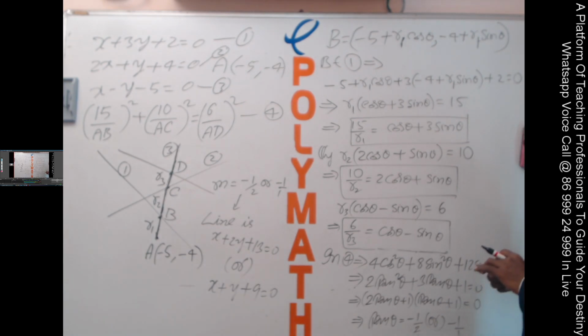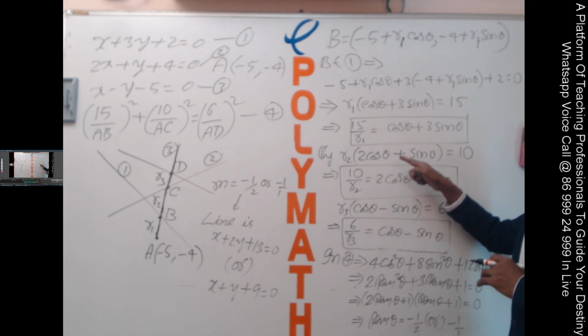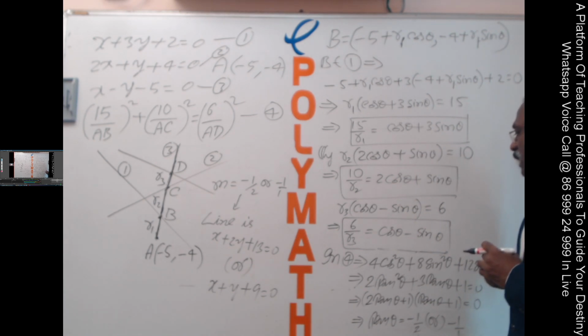Now let us square and add these two. 4 cos square theta plus cos square theta, 5 cos square theta. 4 cos square theta, that's correct only. 9 sin square theta plus sin square theta, 10 sin square theta, minus sin square theta.